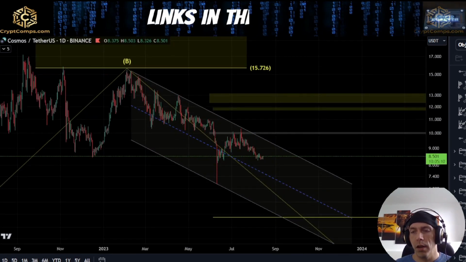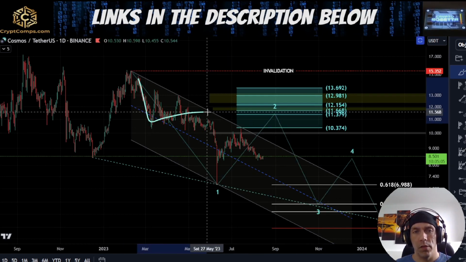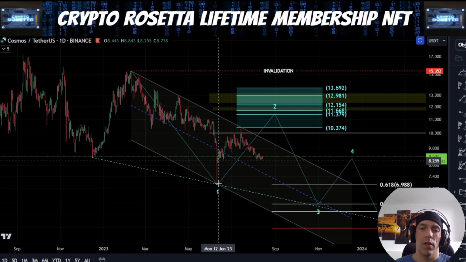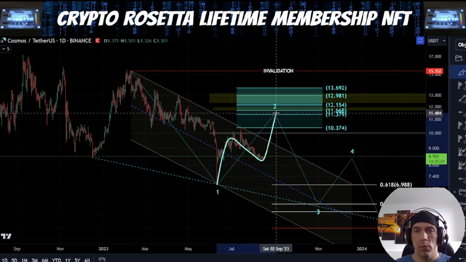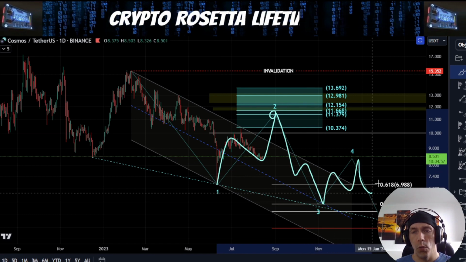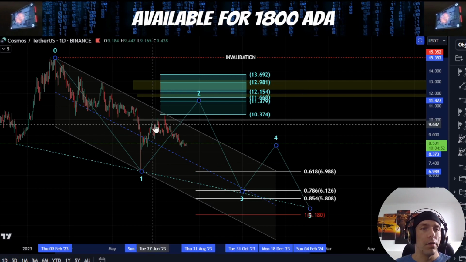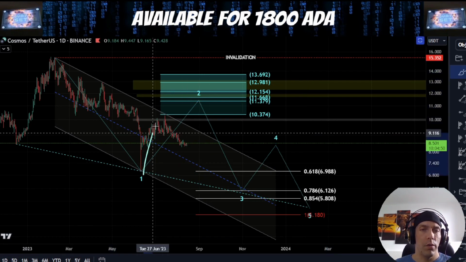Now, if we are looking at that idea of that diagonal, what we would be saying here is we're going to be getting something like this, where this is A, B, and C into this as a 1. We're looking for a 3-wave move up for a wave 2, 3 waves down for 3, 3 waves up for 4, and 3 waves down for 5.